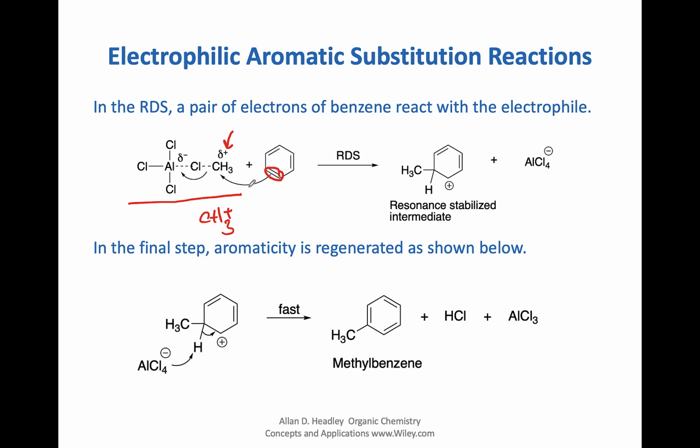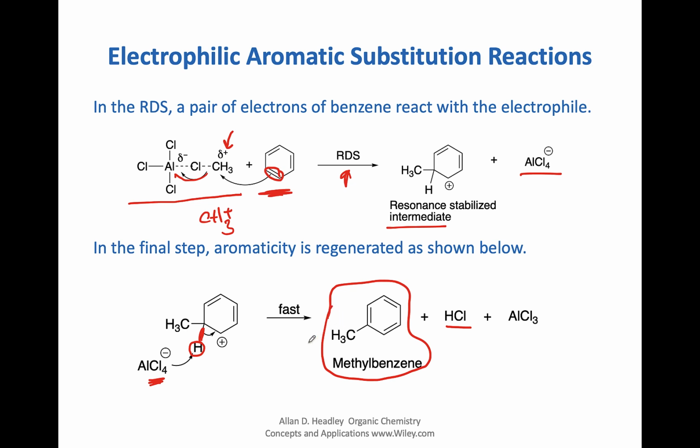A pair of electrons can bond to it, and then the electrons shift to the aluminum, making AlCl4 and our intermediate. A rate determining step again, because this is aromatic, this is not, so it's a slow step. In a fast step, you can imagine here one of the Cl minus from this product here abstracts this proton to get HCl, and the electrons move back in to form here our methyl benzene.